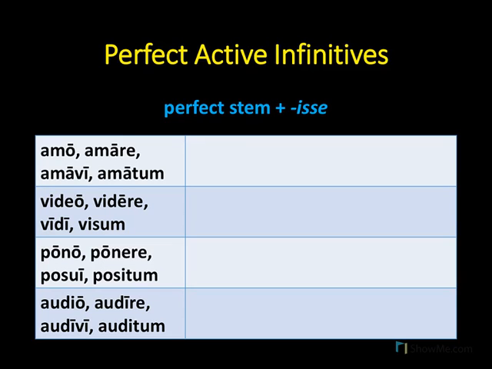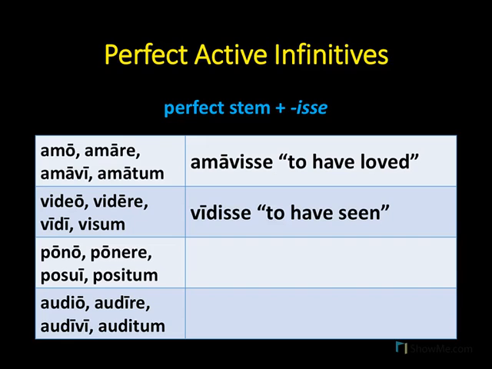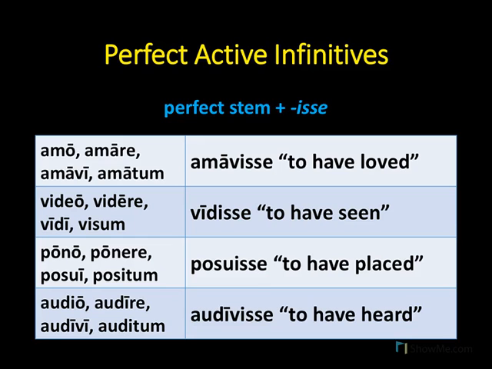So let's look at the examples. For amo, amare, amavi, we'll have amavisse. We translate this as to have loved. It's active because we say loved, and it is in the perfect tense because we use the word have. For video, videre, vidi, we have vidisse, to have seen. And for pono, ponere, posui, as we've seen, we have posuisse, to have placed. And for audio, audire, audivi, we have audivisse, to have heard.